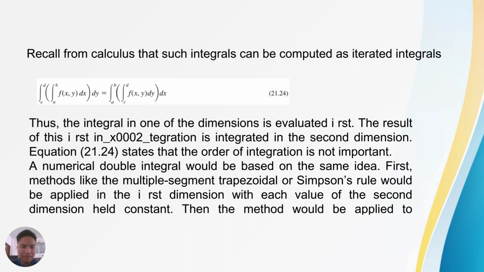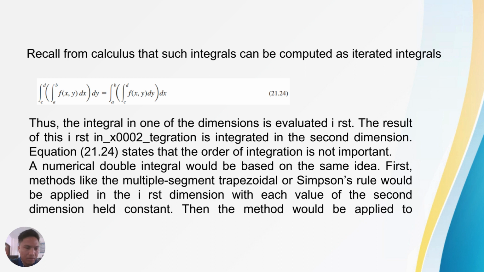First, methods like the multiple segment trapezoidal or Simpson's rule would be applied in the first dimension with each value of the second dimension held constant. Then the method would be applied to integrate the second dimension. In the formula, you can see that these two equations are equal. The first is the integral from c to d times the integral from a to b of the function of x and y dx dy.